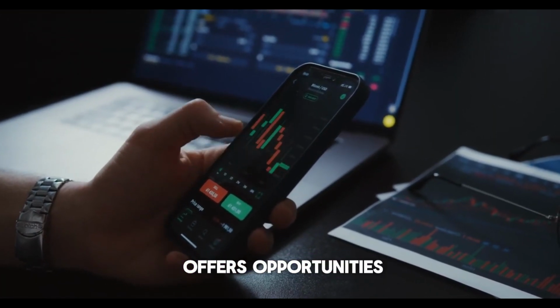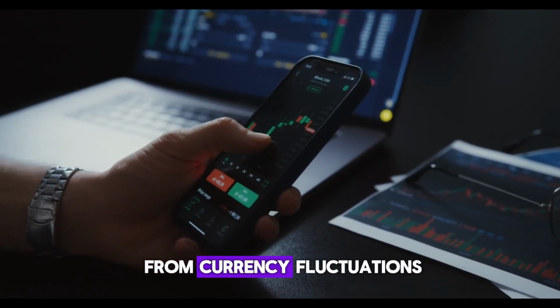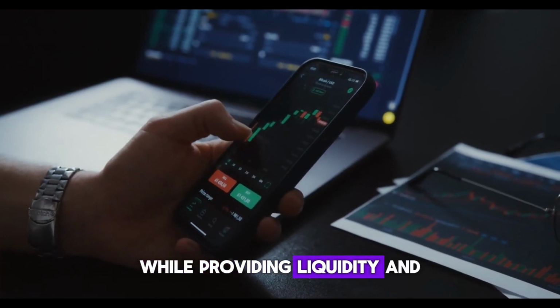Overall, the Forex market offers opportunities for traders to profit from currency fluctuations while providing liquidity and access to global currencies for businesses and investors.